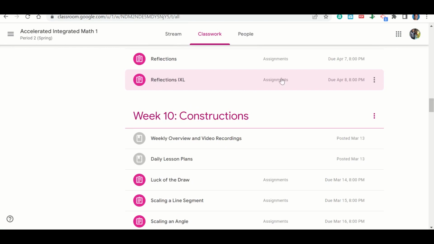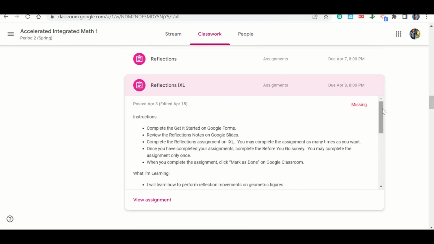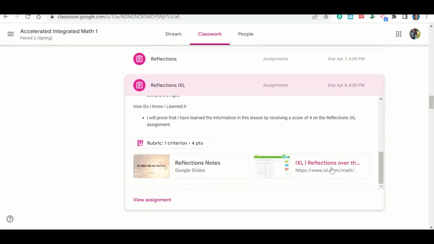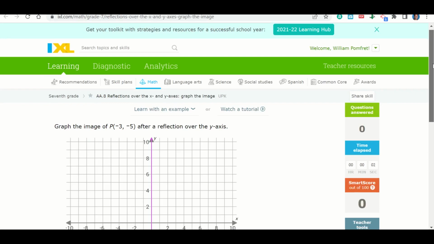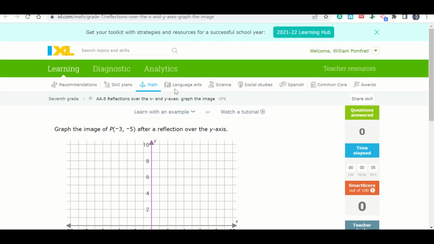And then you'll go and find the activity, which is here. And I'm going to click on the IXL link right here. And this will take me to the assignment that I need to complete. So that's how you log into your assignments on IXL using SBLink.